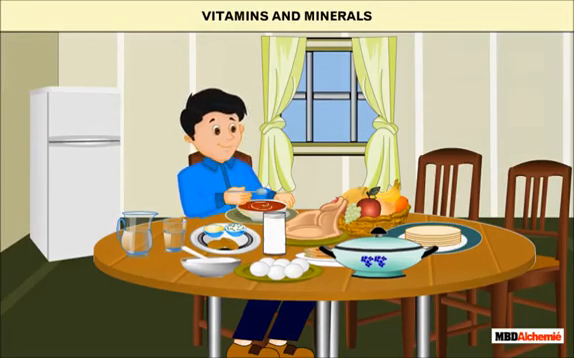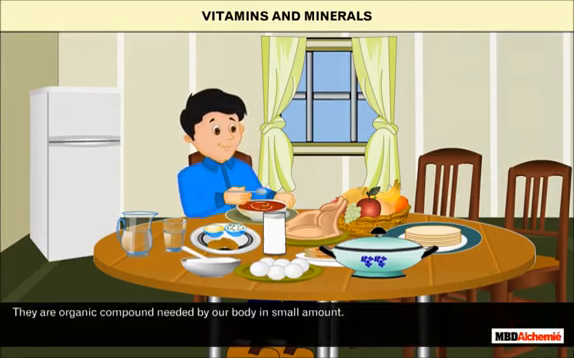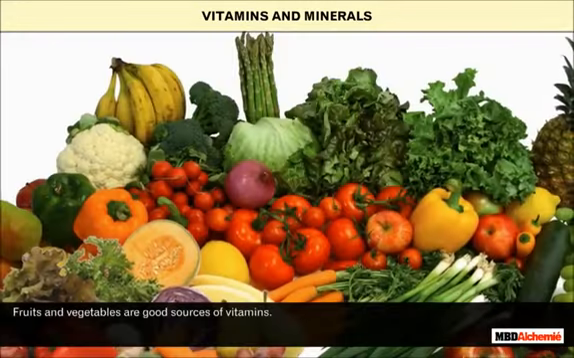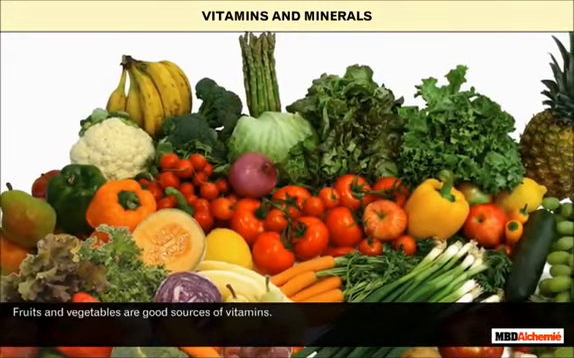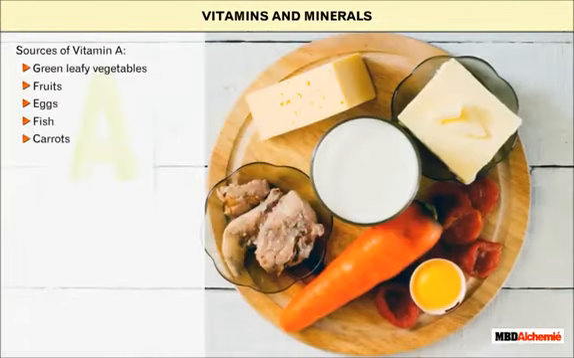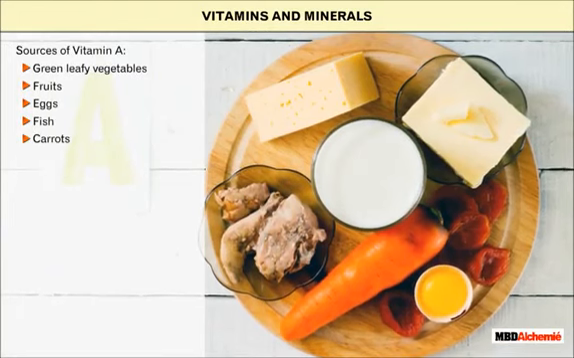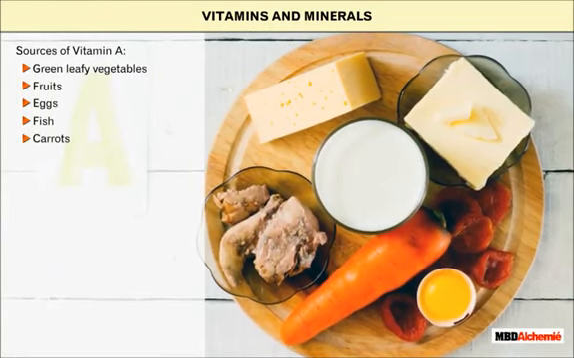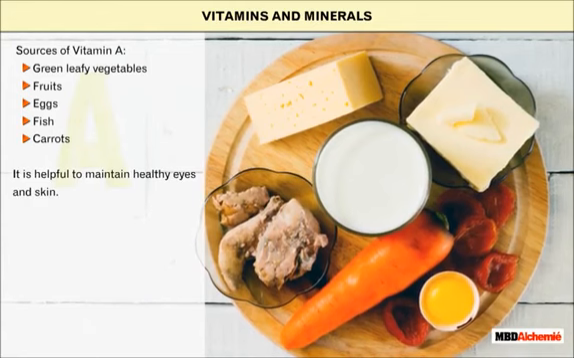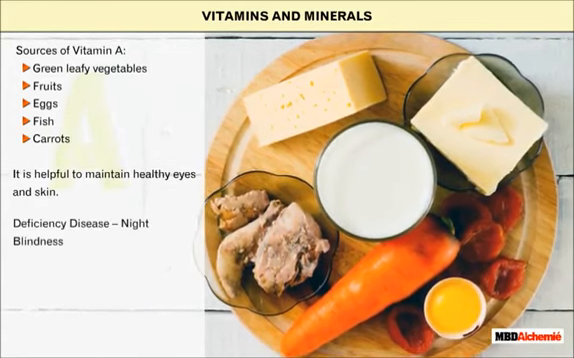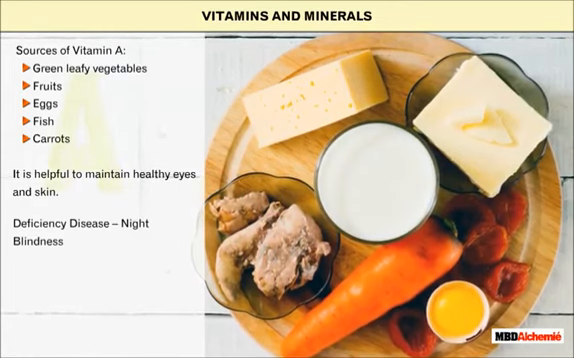Vitamins and minerals. They are organic compounds needed by our body in small amounts. Vitamins are vital for metabolic functions of life and a healthy body. Fruits and vegetables are good sources of vitamins. Green leafy vegetables, fruits, eggs, fish, carrots, etc. are good sources of vitamin A. It is helpful to maintain healthy eyes and skin. Deficiency of vitamin A causes eye defects like night blindness.